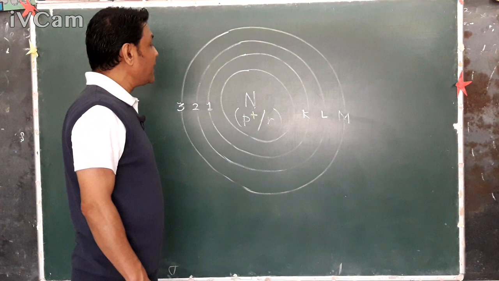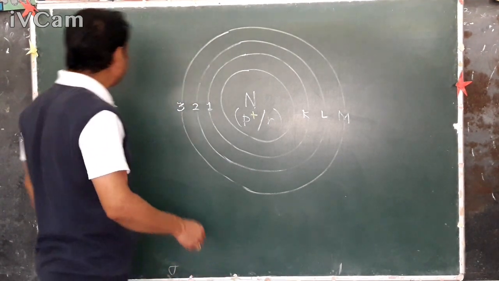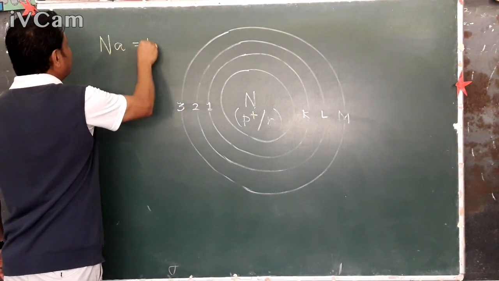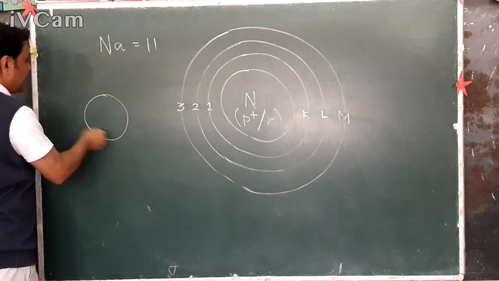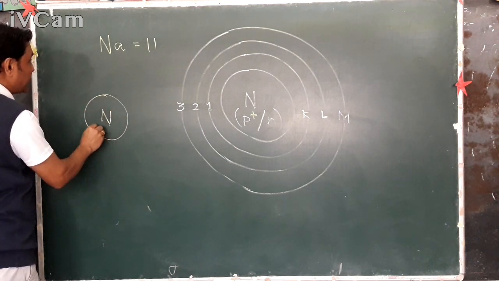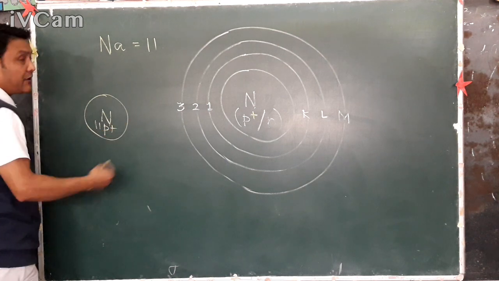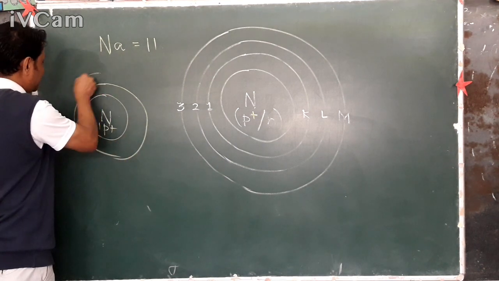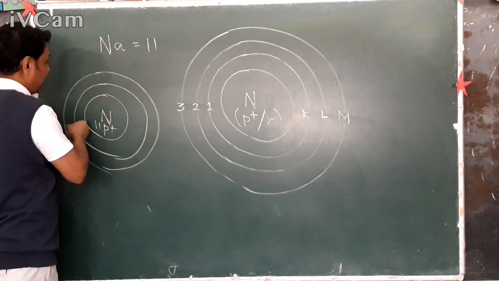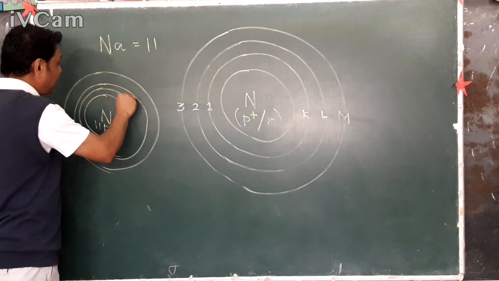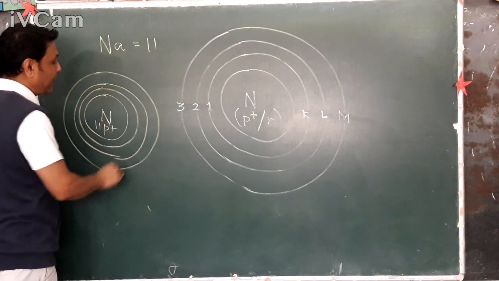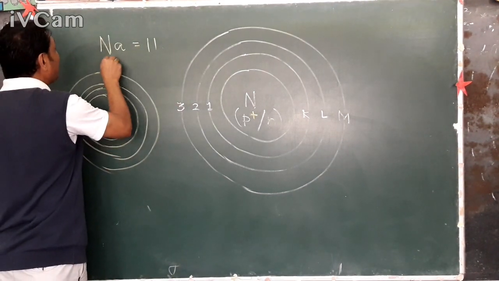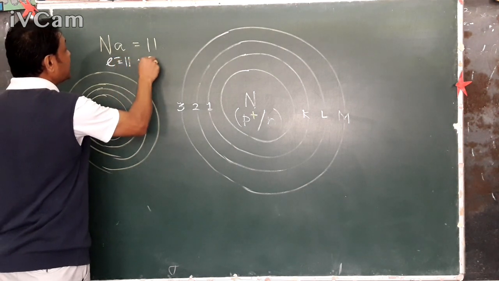And please remember another fact: when we talk about sodium, the atomic number is 11. So we have the nucleus, and within the nucleus we have 11 protons, because the atomic number is 11, which means we'll have 11 protons. Then around the nucleus we have different shells, and in different shells we have a different number of electrons. So the number of electrons is also 11, and the number of protons is also 11.